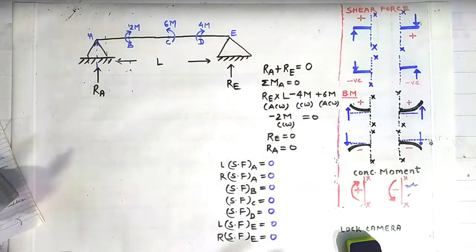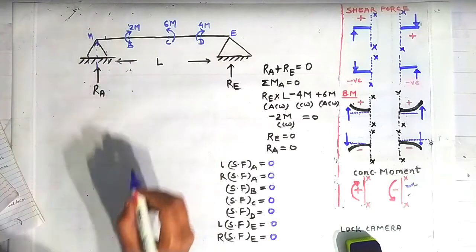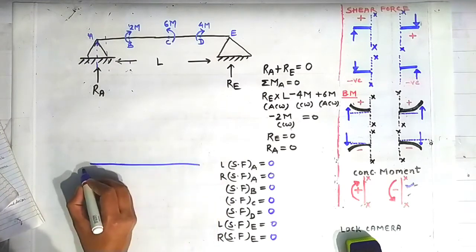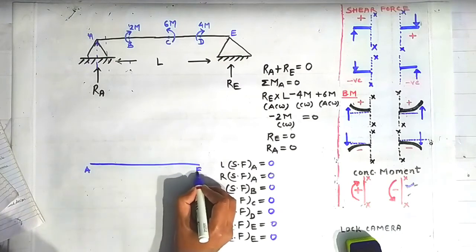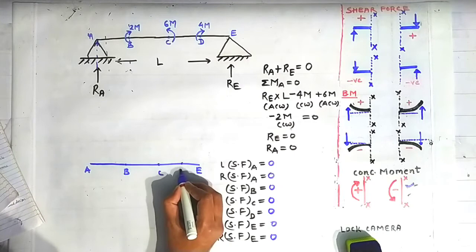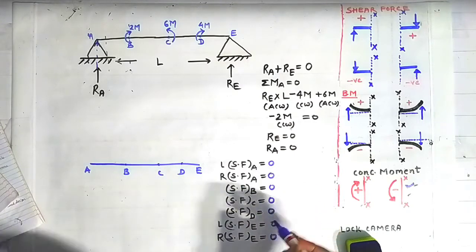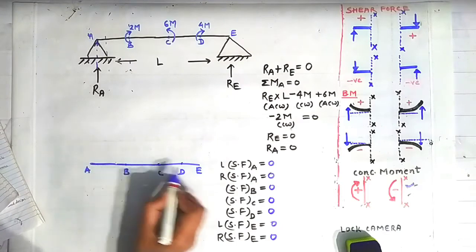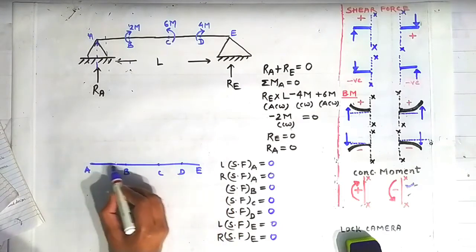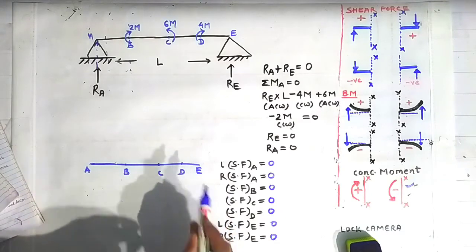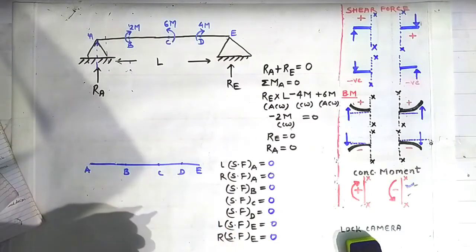Now friends, we will draw the shear force diagram. For that we have to draw this line AE. Okay, this is the line AE here. Now this is the point B, this is the point C, and this is the point D. Because shear force is 0 at every point, so the shear force diagram will be this line. Okay, because shear force is 0 at all the points A, B, C, D, and E. So shear force diagram will be this line. Now we will draw the bending moment diagram.